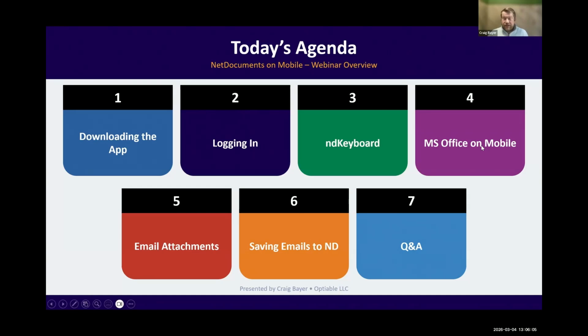Then there's MS Office on mobile, Word, Excel, Outlook, PowerPoint. Word, Excel, and PowerPoint all have the ability to add NetDocs as a location so that you can save and open up documents there. Honestly, that's really only something I ever used when I had an iPad. I never really used that on my smartphone itself. And then there is a NetDocs Outlook 365 application.